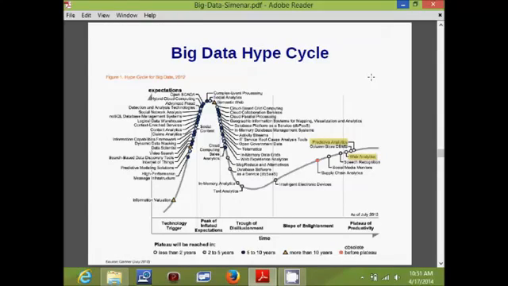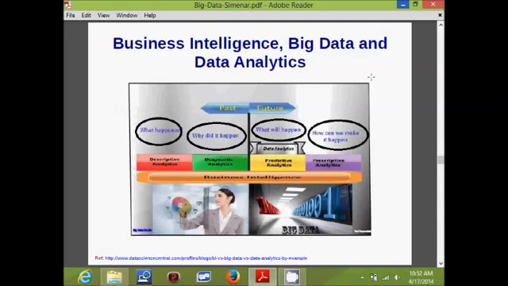Business intelligence, big data, data analytics, how they all fit together. As we have seen, business is the big driver for big data and analytics. For any business, they need to do different types of analysis, do several kinds of statistics in order to improve their competitive advantage in the market. They need to do, in the past, using old data.